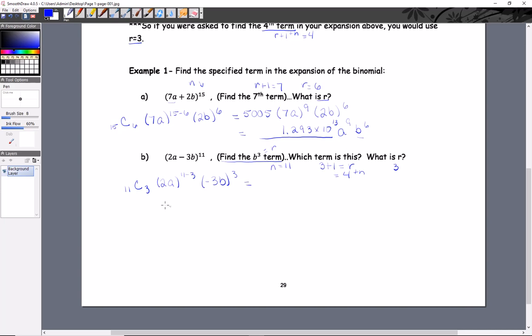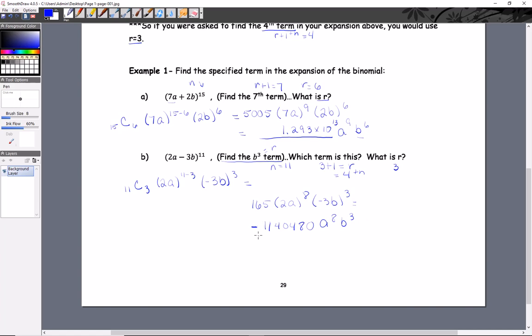So you do this first in your calculator, and you get 165, and that'll be times 2a raised to the 8th power times negative 3b, and that'll be raised to the 3rd power. So whatever we get here, the sign will be negative, because you're cubing a negative, that'll give you a negative here, and it turns out it is negative 1,140,480. All right, that is your coefficient, a to the 8th and b to the 3rd.